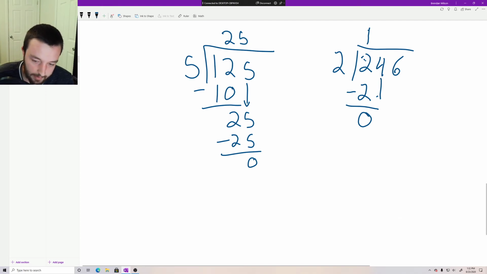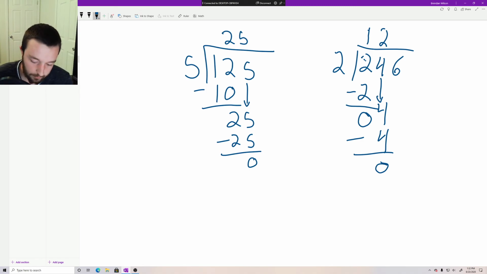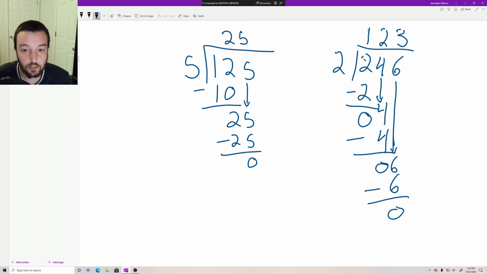And then we bring down the next digit and we keep going. So we say 2 goes into 4 how many times? 2 times, right? Because 2 times 2 is 4. And then because 2 times 2 is 4, we don't have anything left over. So we don't really have anything left over in most of these ones. And then we bring down the 6. And we say 2 goes into 6 how many times? We get 3. 3 times 2 is 6, so we don't have anything left over. So our final answer is what's up here, 123.